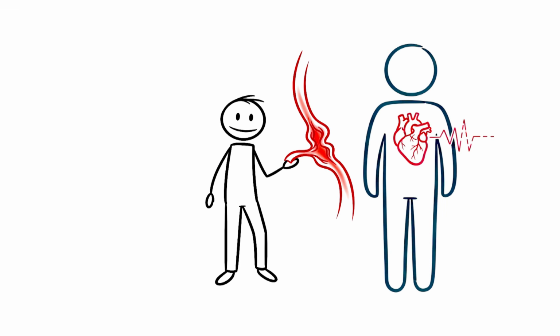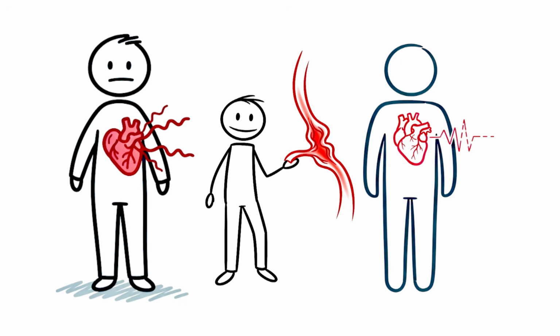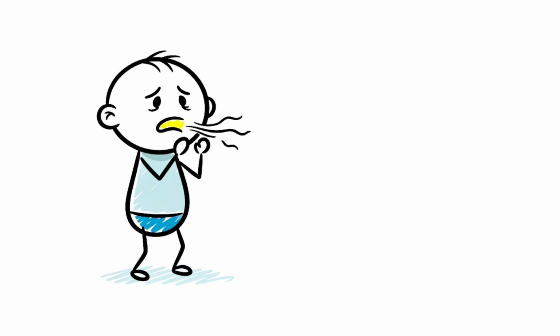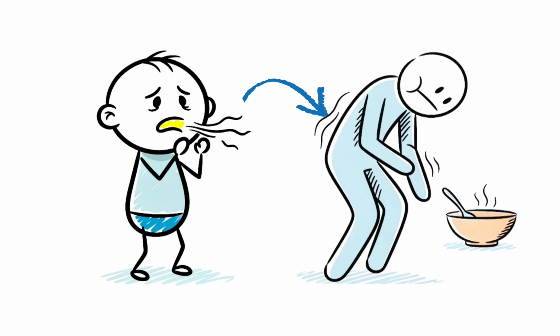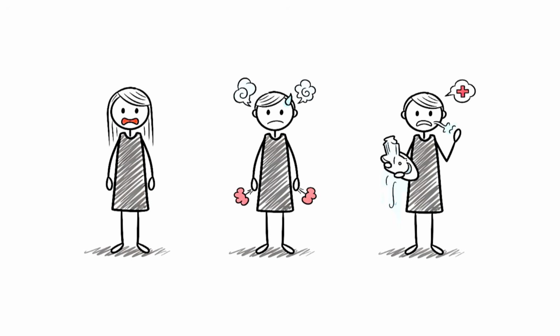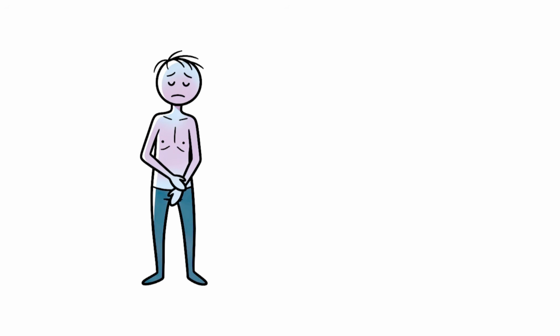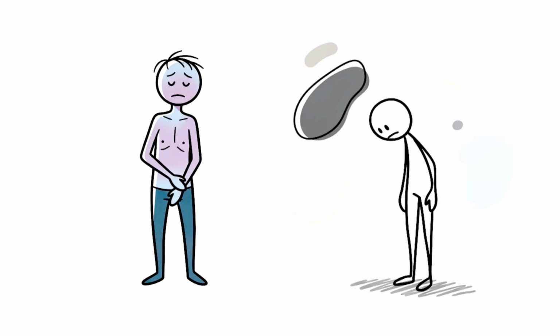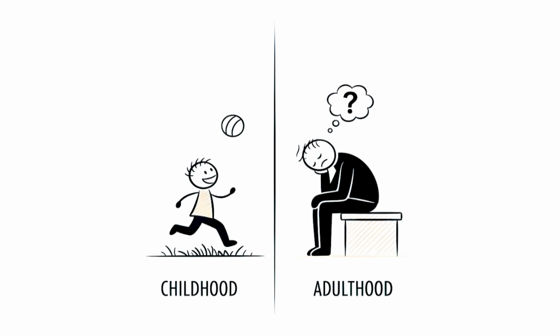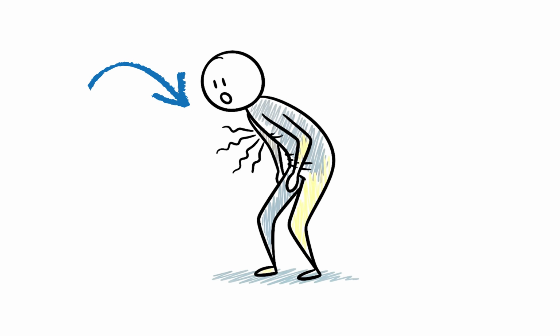Because blood flow is altered, the heart often has to work harder to deliver enough oxygen to the body. In infants, this may cause rapid breathing, poor feeding, slow weight gain, or a bluish tint to the skin caused by low oxygen levels. In milder cases, symptoms may not appear until childhood or adulthood, when exercise intolerance, fatigue, or shortness of breath becomes noticeable.